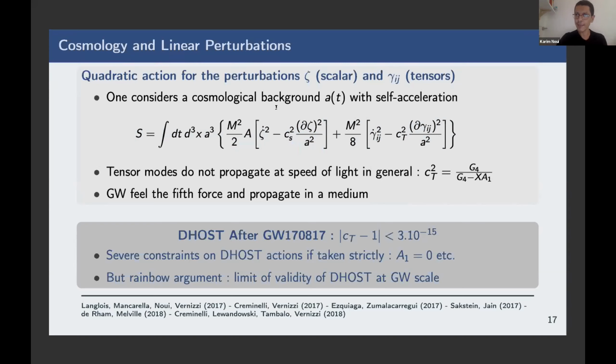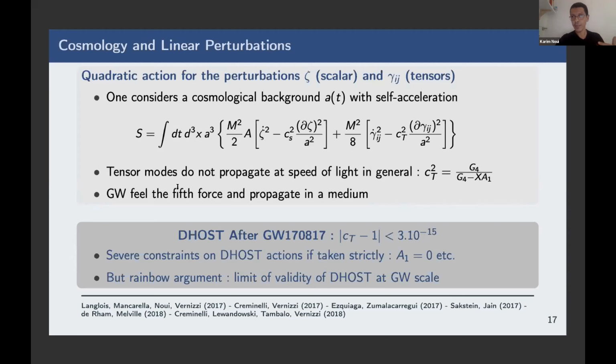And the dynamics of the scalar is governed by this action. So here you have zeta squared minus, here you have the sound speed. So the scalar perturbation propagates at the speed cs, and the tensor mode, gamma, the gravitons, they propagate at a speed which is ct. And in general, ct is different from 1. So gravitons in those theories do not propagate at the speed of light.